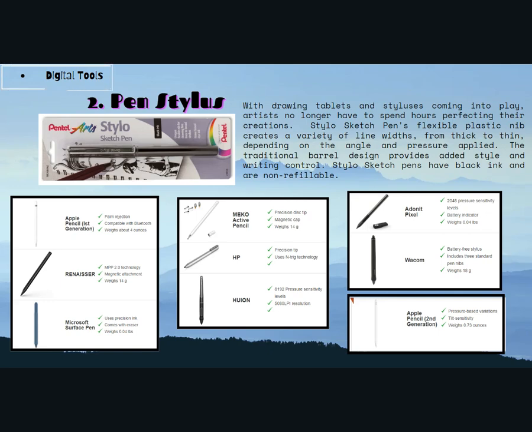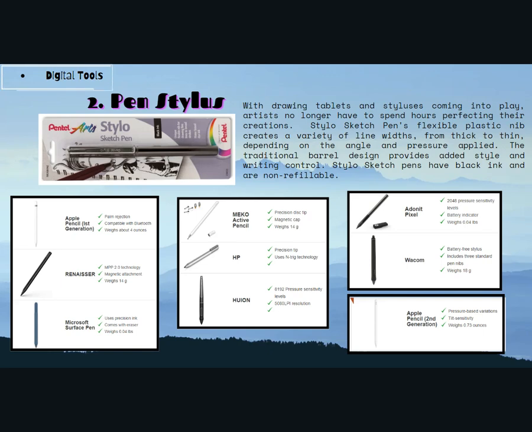So the stylus sketch pen's flexible plastic nib creates a variety of line widths from thick to thin, depending on the angle and pressure applied. The traditional barrel design provides added style and writing control. Stylus sketch pens have black ink and are non-refillable.